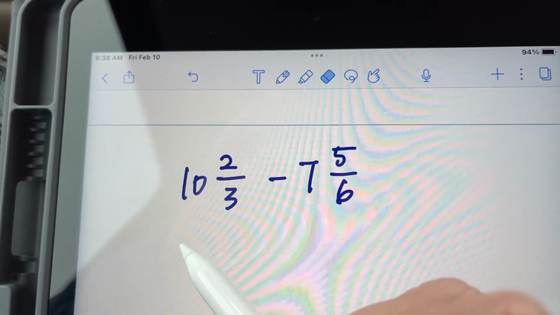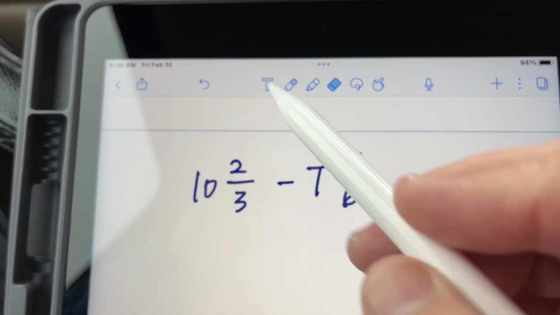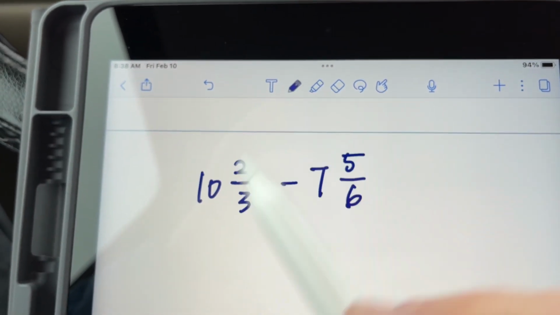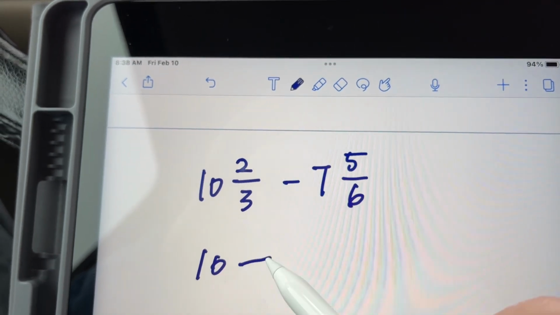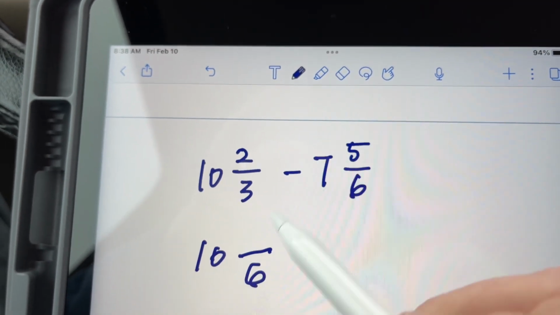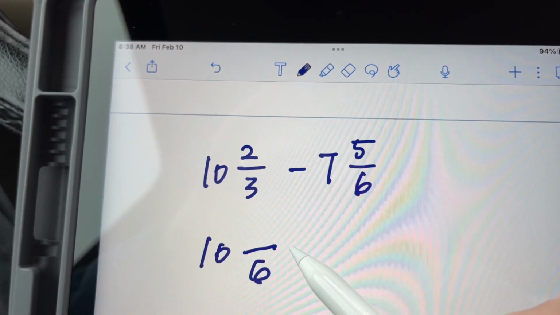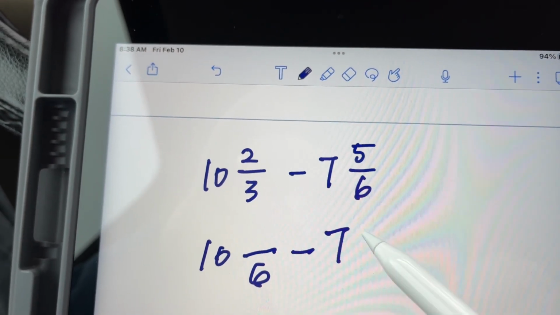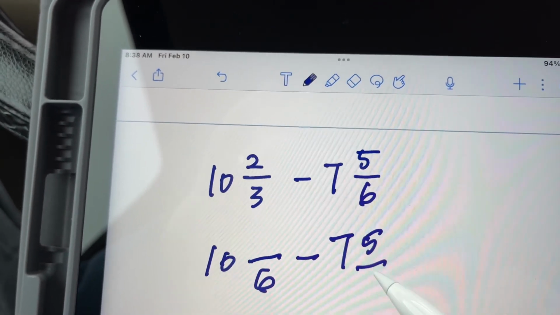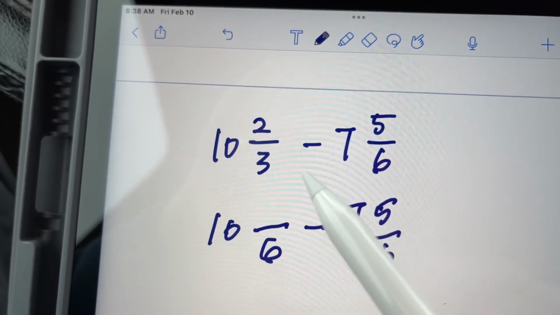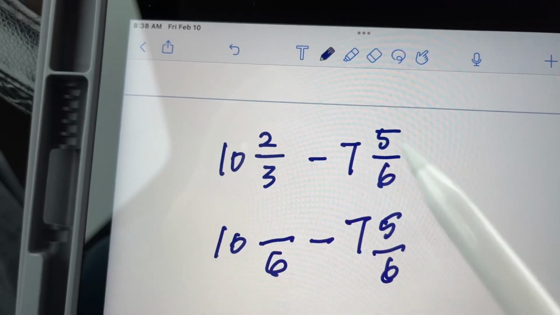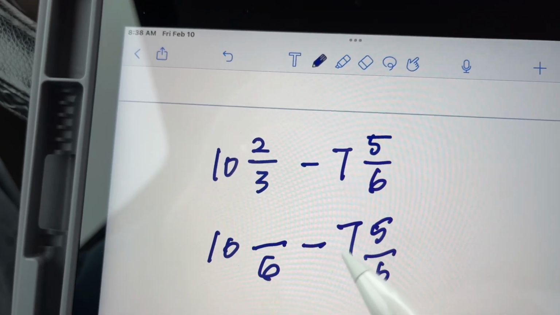So I'm going to make this 10 and something over 6. So I'm going to convert this 2/3 to be something over 6. Now this part over here, I'm not doing anything to that at all. It's already a 6, 7 and 5/6. So I've determined that my least common denominator is 6.